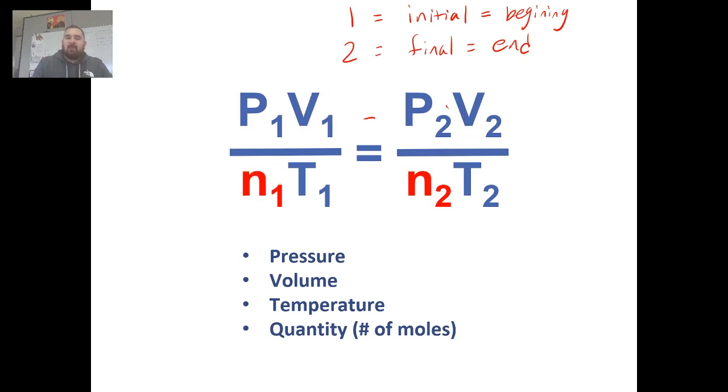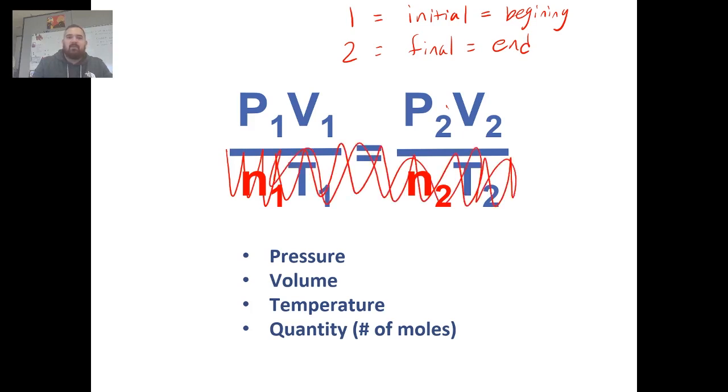The valuable thing here, the important part of this, is anything that's not in the equation, you need to assume is constant. So let's say that on the ACP, they give you this equation right here, the one that you're looking at, and they ask you, what are the constants in Boyle's law? What would the constants be?